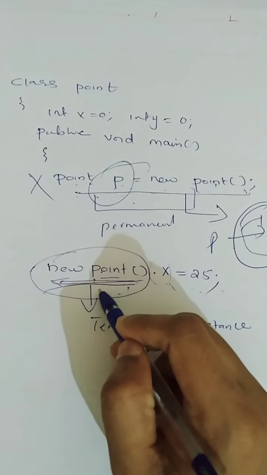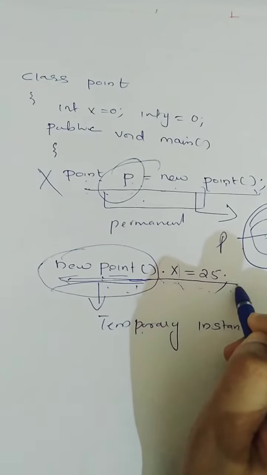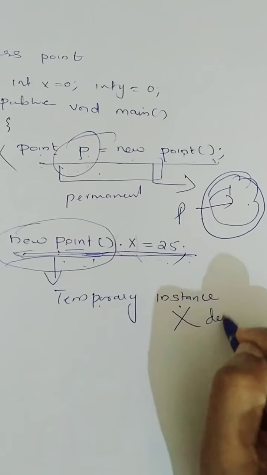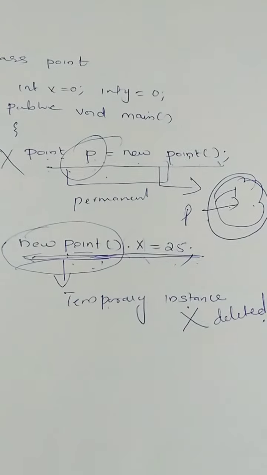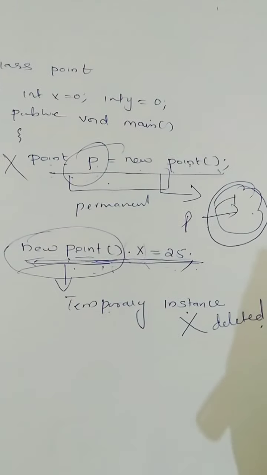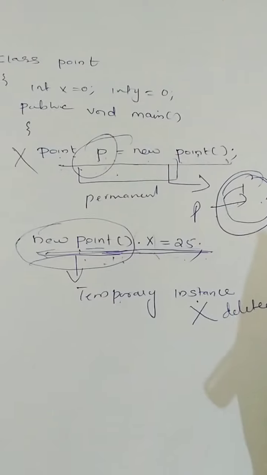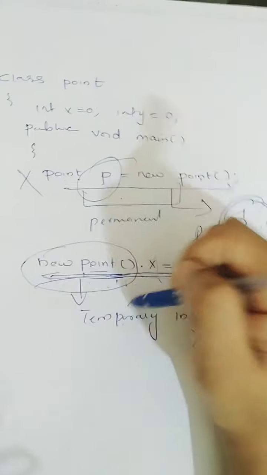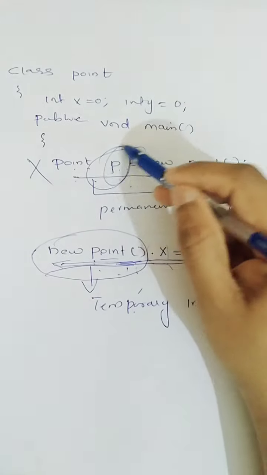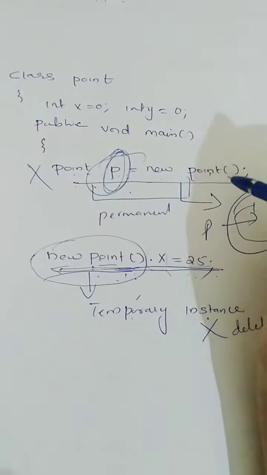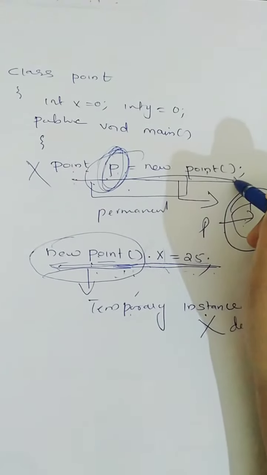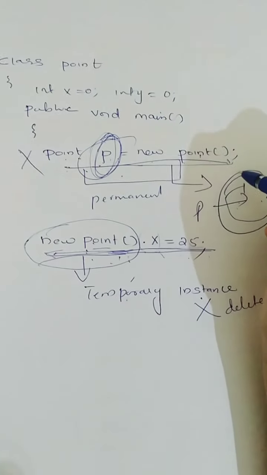It will become temporary. After this execution, this object will get deleted. It is not permanent. Are you clear about the difference between a permanent object and a temporary instance? I will explain once again. When you create an object with an object name, that is a reference, no? This refers to an object located in the memory. So when you create an object with a reference, it will remain in the memory permanently. You can use it anytime.